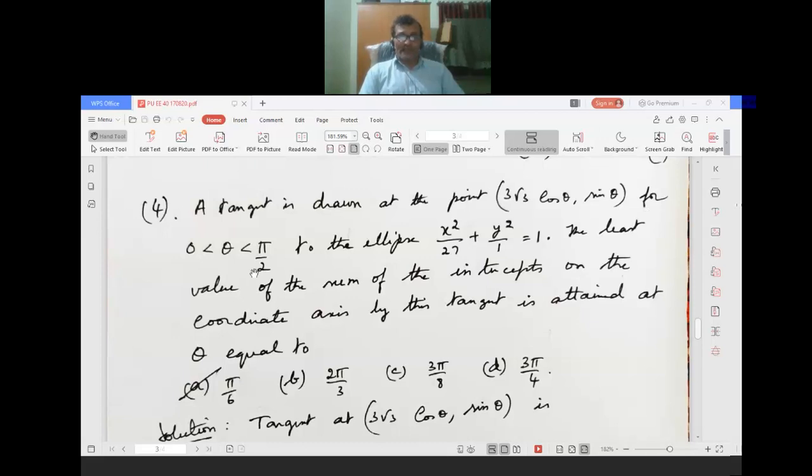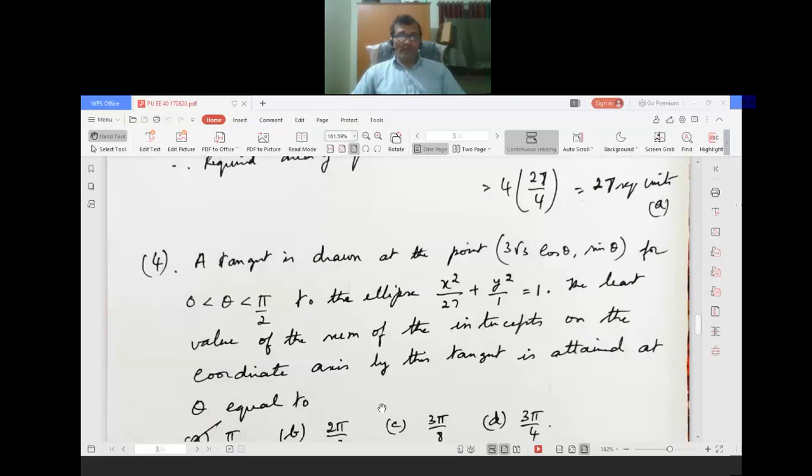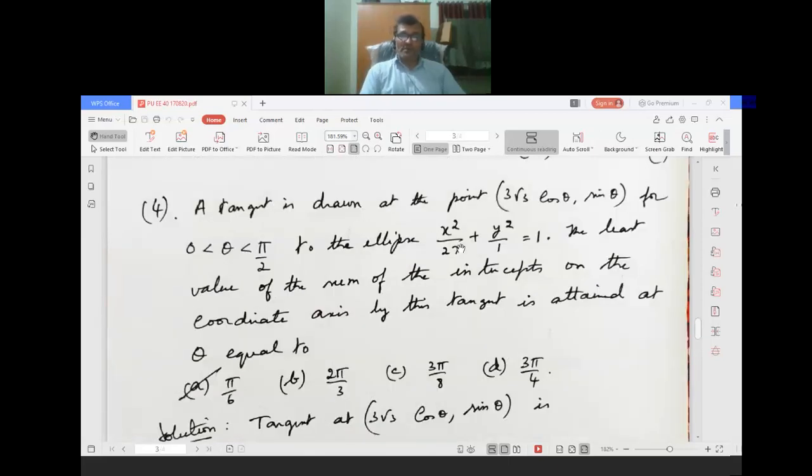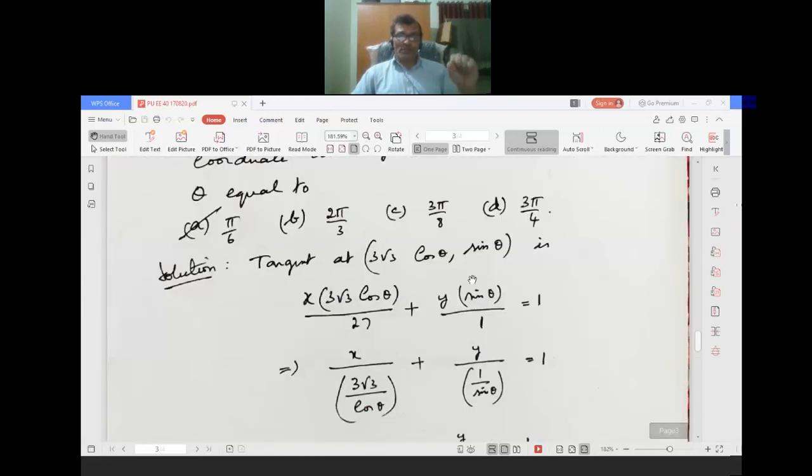So a tangent is drawn at the point (3√3 cos θ, sin θ) for 0 < θ < π/2 to the ellipse x²/27 + y²/1 = 1. The least value of the sum of the intercepts on the coordinate axis by this tangent is attained at θ equal to a) π/6, b) 2π/3, c) 3π/8, d) 3π/4. Okay, the tangent is drawn at the point x1 = 3√3 cos θ, y1 = sin θ, and the ellipse is x²/27 + y²/1 = 1.